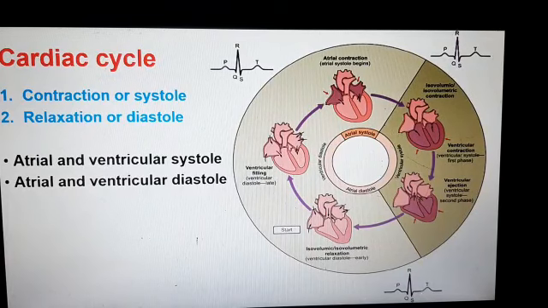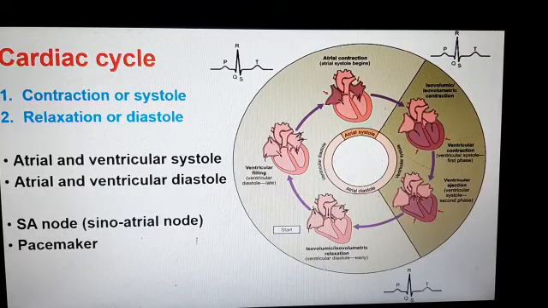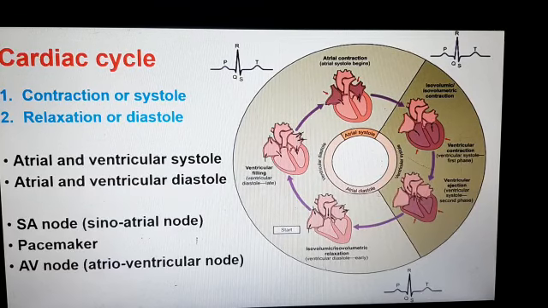The process of contraction starts automatically in the auricles, supported by electrical impulses from the SA node or the sinoatrial node, also called the pacemaker, situated at the extreme upper portion of the right auricle. From here, the impulses spread down to the junction of the AV node or atrioventricular node and then downwards to the ventricles through the bundle of His, and contraction of the ventricles occurs.